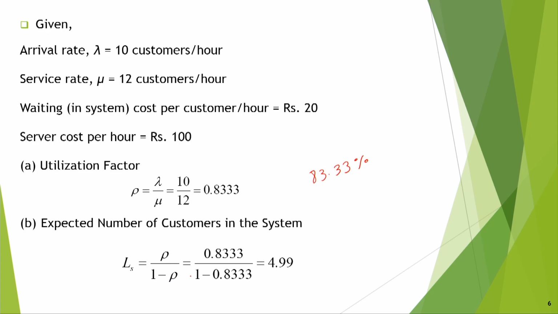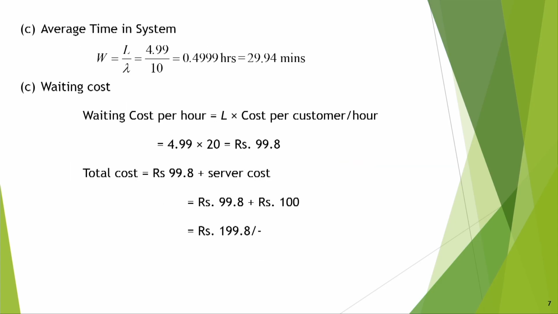Expected number of customers in the system, L_s is equal to rho divided by 1 minus rho. Rho is the utilization factor, you put this value 0.833, 1 minus 0.833, and which comes out to be 4.99, okay. You can say something like 5 customers, but we generally express it in the fraction only because it is the average number. It is not that you will always get 5 customers, sometimes they may be 7, sometimes they may be 10 also, and sometimes 1 or 2, but the average is 4.99.